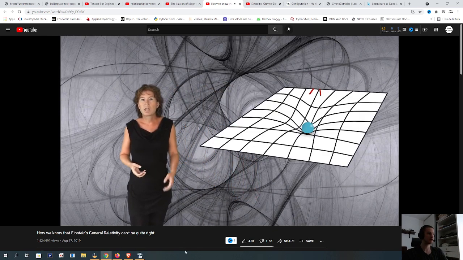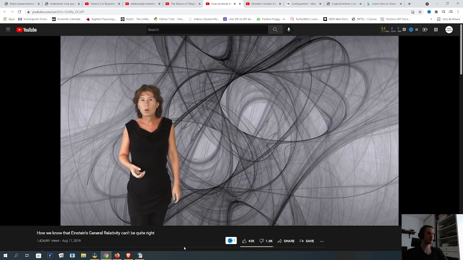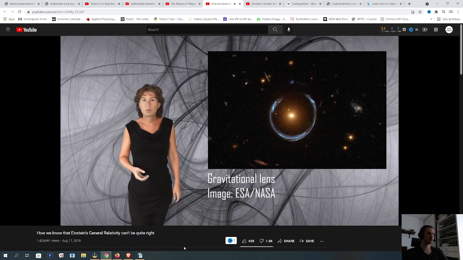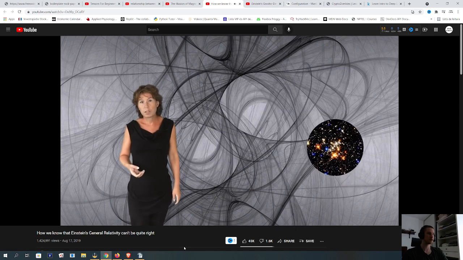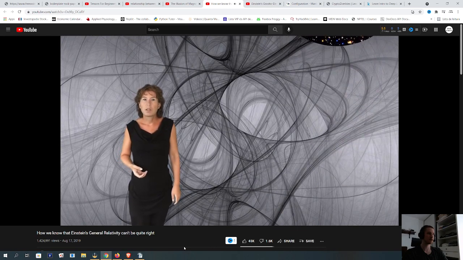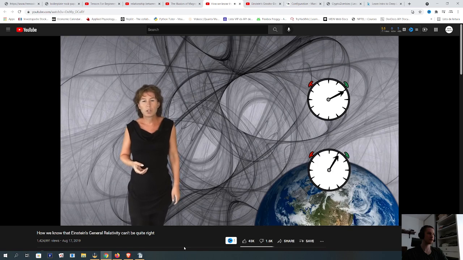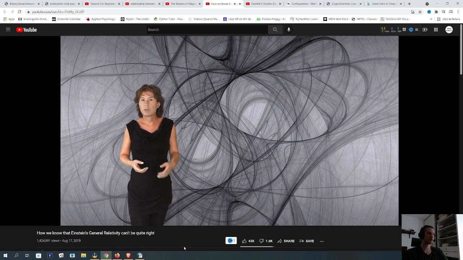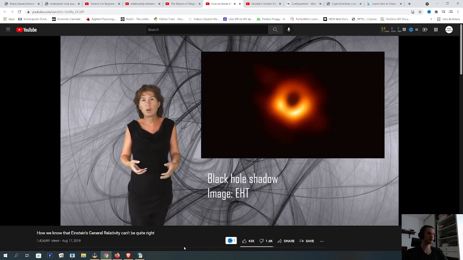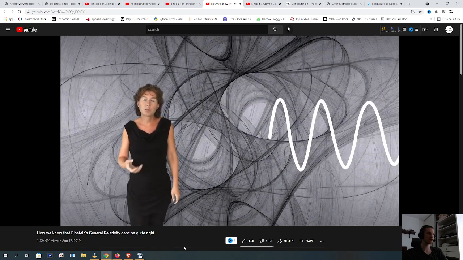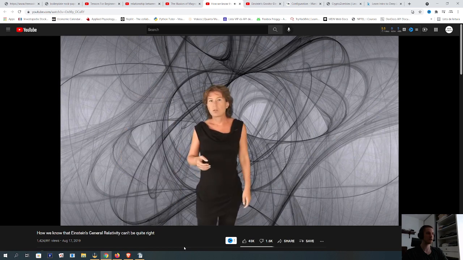It predicts, for example, that light rays bend around massive objects like the sun, which we have observed. The same effect also gives rise to gravitational lensing, which we have also observed. General relativity further predicts that the universe should expand, which it does. It predicts that time runs more slowly in gravitational potentials, which is correct. General relativity predicts black holes, and it predicts just how the black hole shadow looks like, which is what we have observed. It also predicts gravitational waves, which we have observed, and the list goes on. So there is no doubt that general relativity works extremely well.